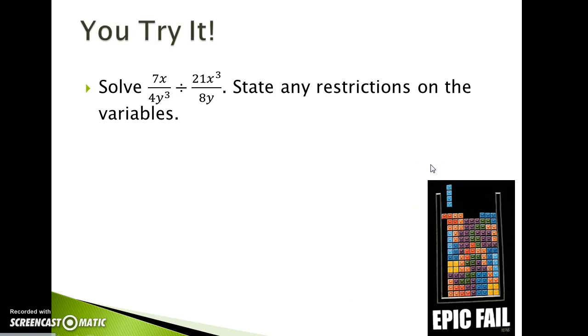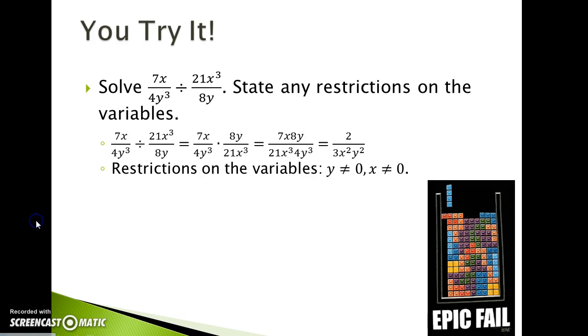Last but not least, we have one more you try it. Now with this last you try it, you can see that we have division again. We also have to find the restrictions on the variables. So, first things first. Well, I guess we did the whole thing at once. What you see going on here, we flip the second guy, and we multiply straight across. So 7x, 8y, 21x cubed, 4y cubed.